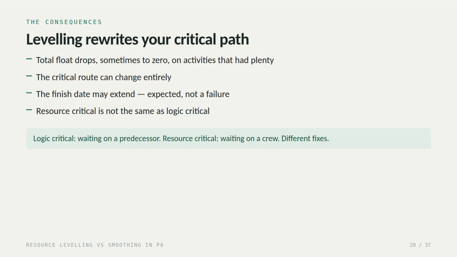Leveling rewrites your critical path. Total float drops, sometimes to 0, on activities that had plenty before. The critical route can change completely, and it's worth separating two ideas here. Logic critical means an activity is waiting on a predecessor, and you fix that by changing sequence or duration. Resource critical means it's waiting on a crew, and no amount of resequencing will help. You fix that by adding capacity.